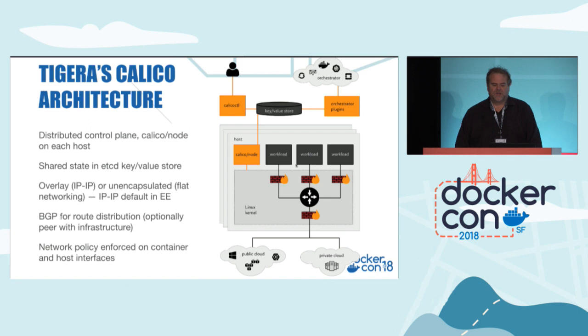So workloads hang out here. There is no switch. There is no L2 connectivity. This is always routed. We're using the Linux kernel as a router. And then we install firewall filters in front of each and every workload to enforce that policy.